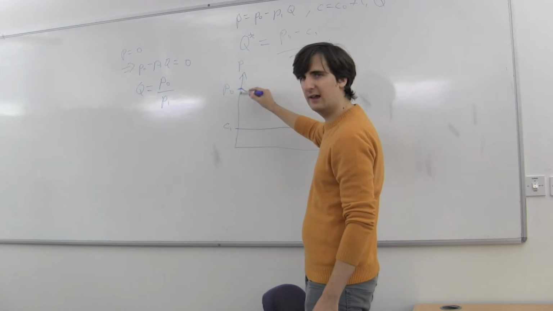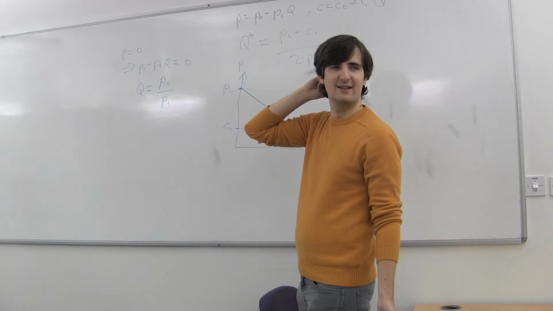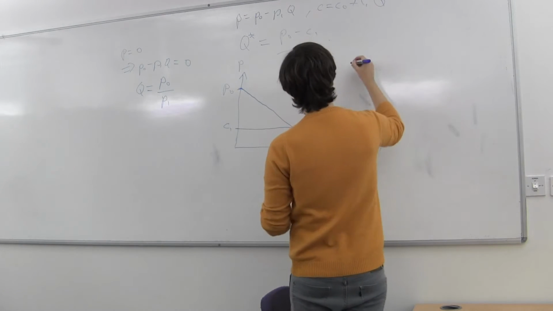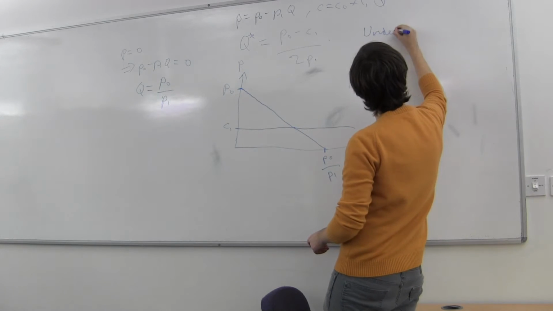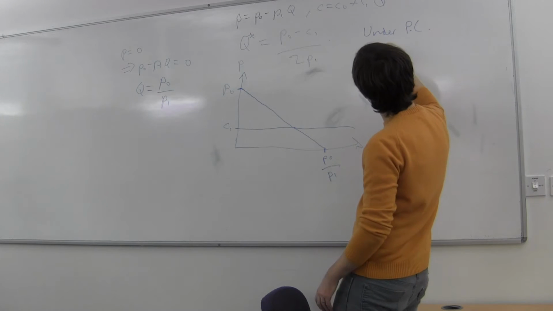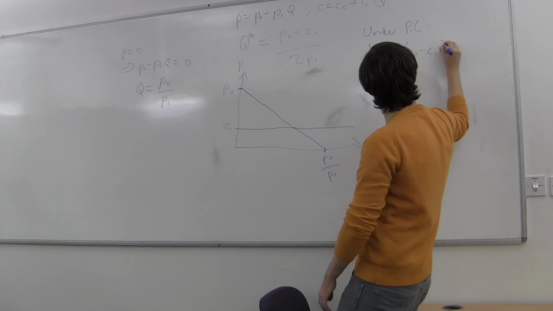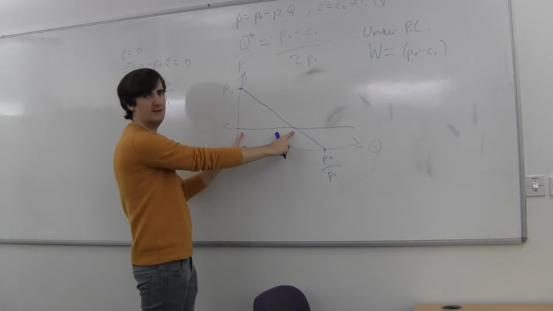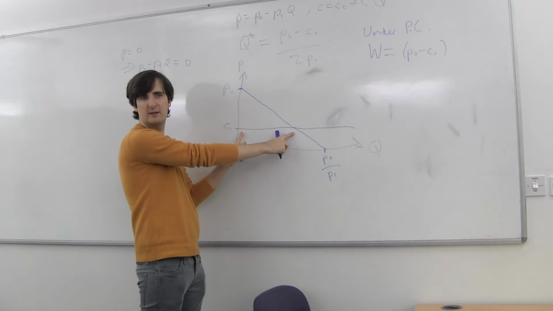So this side of the triangle, how long is this line? Yeah, exactly. So P0 minus C1. Let me write, under perfect competition, welfare equals P0 minus C1. So that's this length of the triangle. What about this side of the triangle? That's a bit harder. How are we going to find that length?